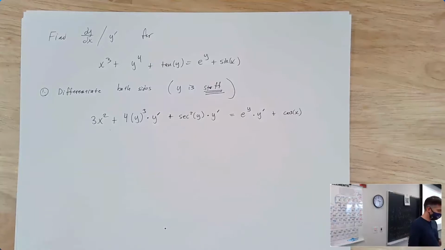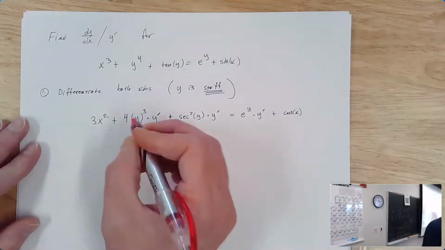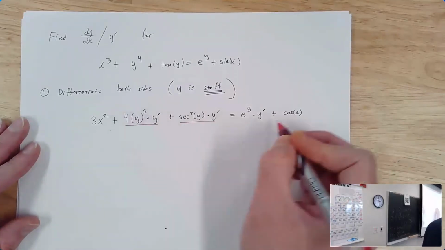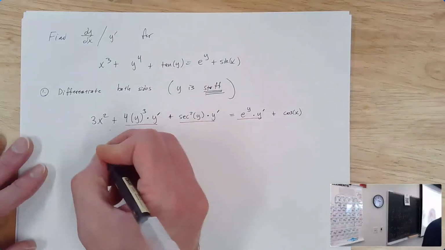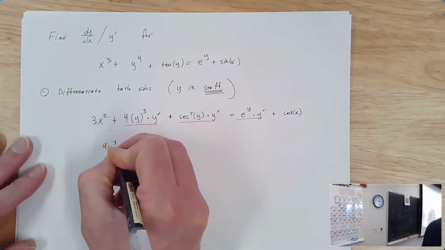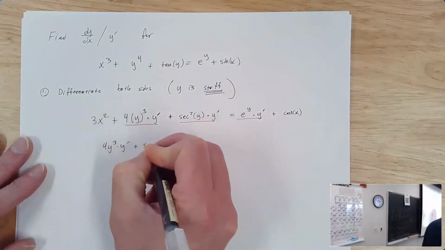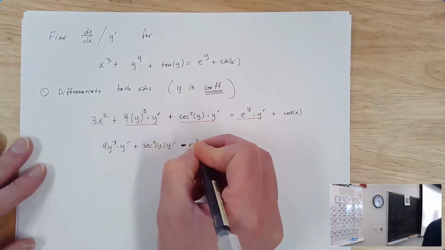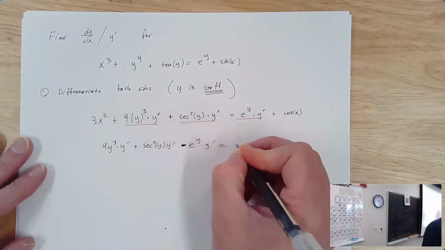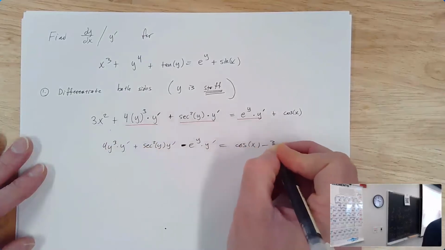So that's the first step. And the second step is algebra, all the algebra. We want to collect all the terms that have a y prime term and bring them to one side, and all the terms that don't to the other side. So I would rewrite this as 4y cubed times y prime plus secant squared of y times y prime minus e to the y times y prime equal to cosine of x minus 3x squared.